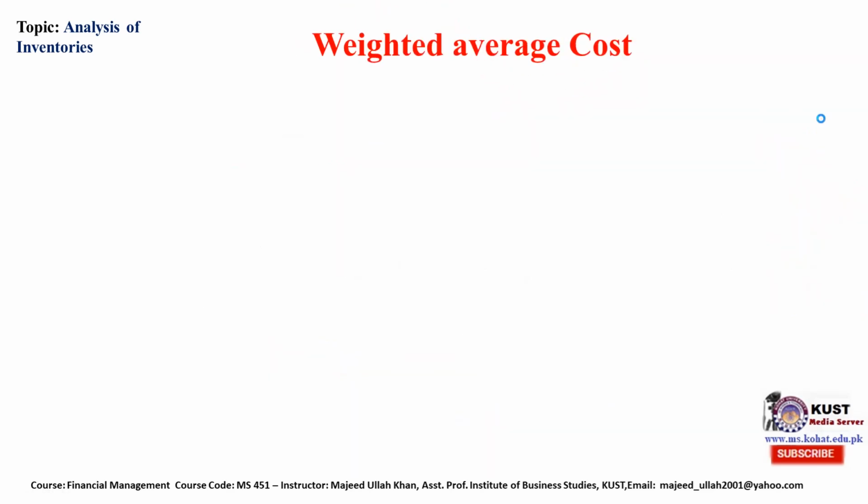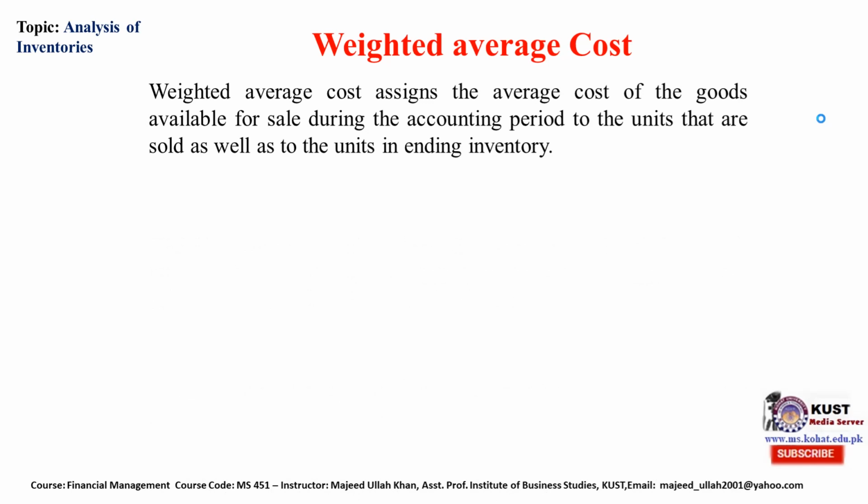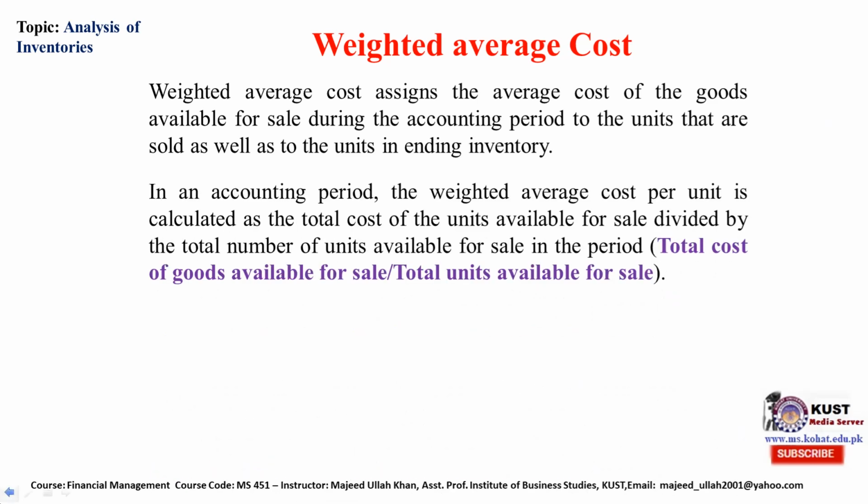Weighted average cost. Weighted average cost assigns the average cost of the goods available for sale during the accounting period to the units that are sold as well as to the units in ending inventory. What does it mean? It means let's suppose we will add the total cost of the inventory that is available for sale. We will divide it by the total units available for sale. We will get a unit cost. This unit cost will be equally applied to cost of sale and ending inventory.